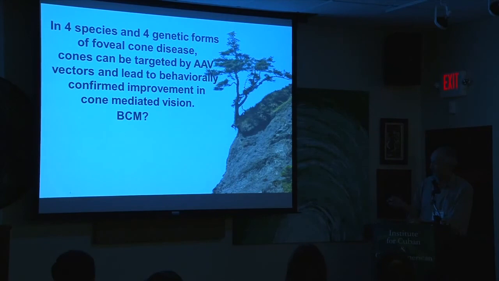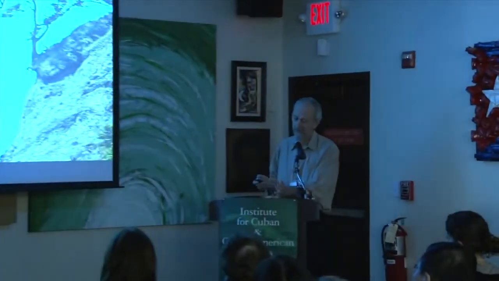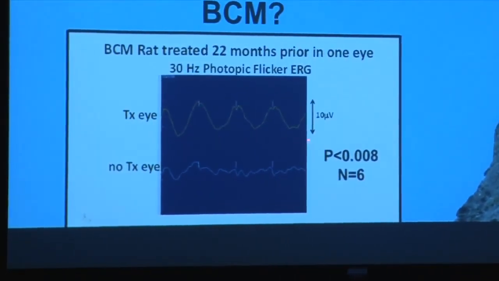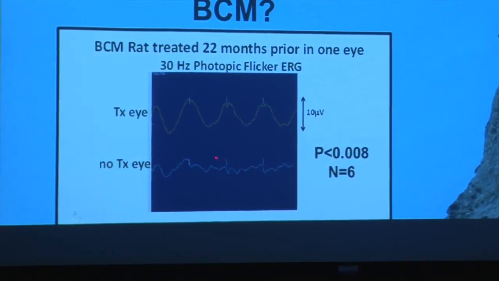This is based on a rat BCM model that was discovered in China a few years ago. We're collaborating with them, and we have sent vector over there, and I've sent a surgeon as well to China to do these experiments, and they have subsequently done cone-mediated ERG analysis on these. I hope you can see this. This is a photopic flicker. Here is an example of a treated eye, nice flicker response, about 10 microvolts. And here is the untreated eye in the same animal, basically no response.